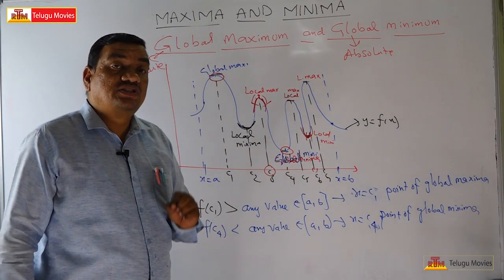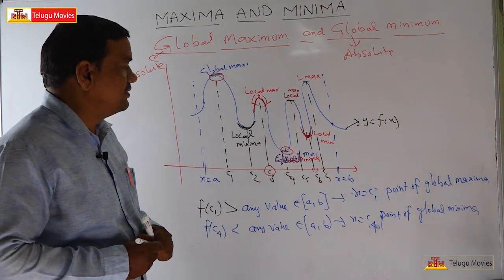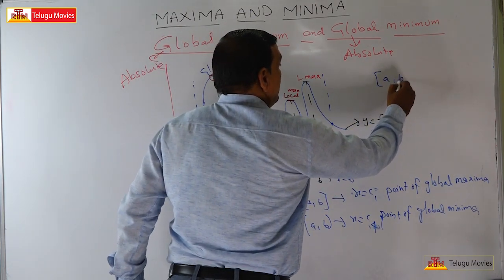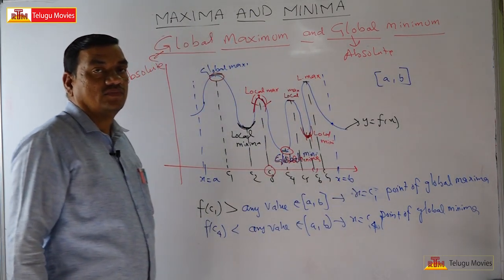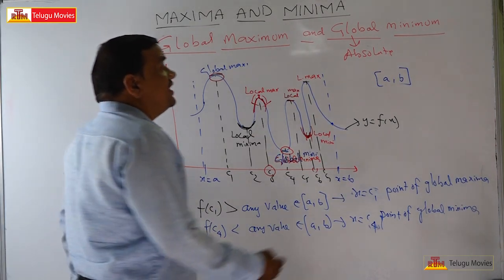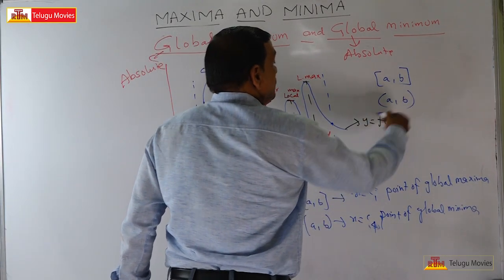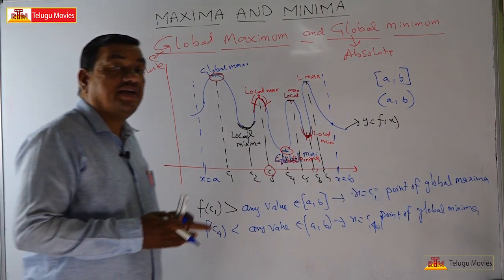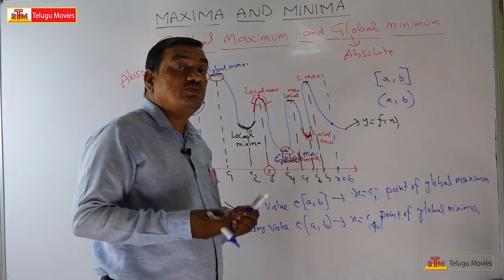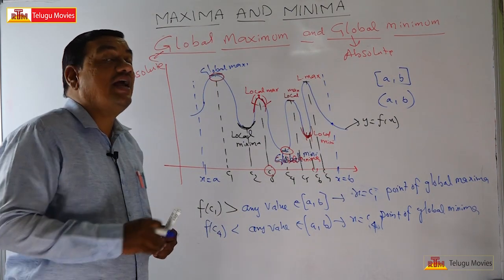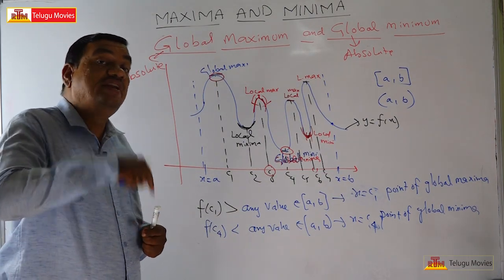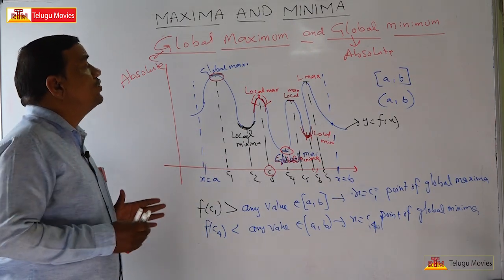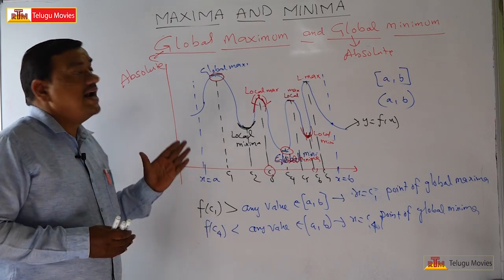Now a question arises. For example, you are taking the closed interval a comma b. If it is the open interval (a, b), that means in that interval we are not taking a and b, but the points which lie between a and b. So in that case, how to define global maxima and global minima?